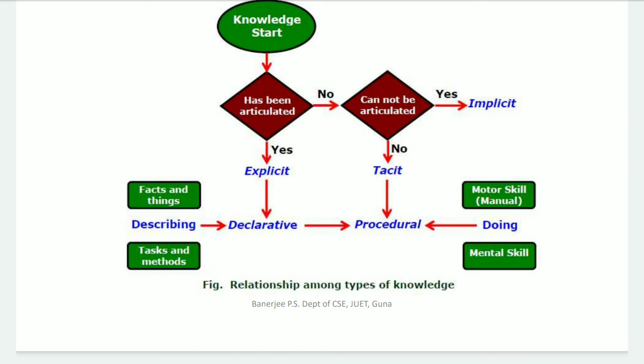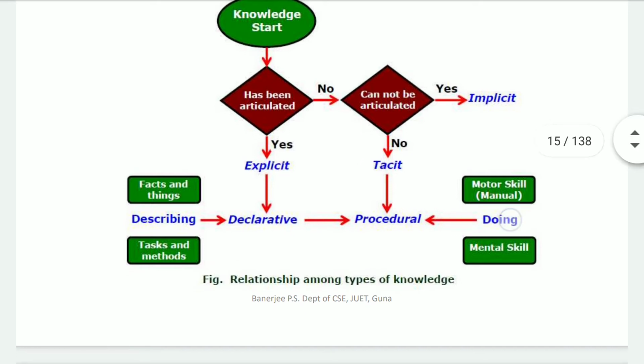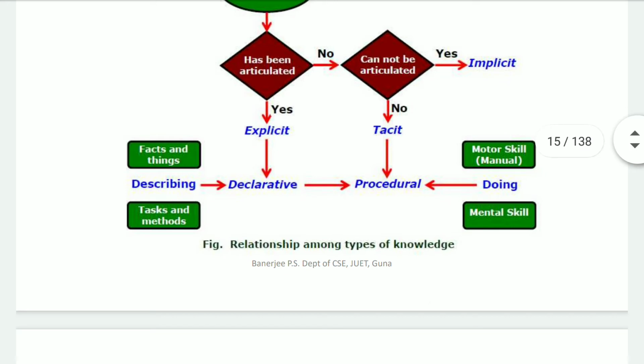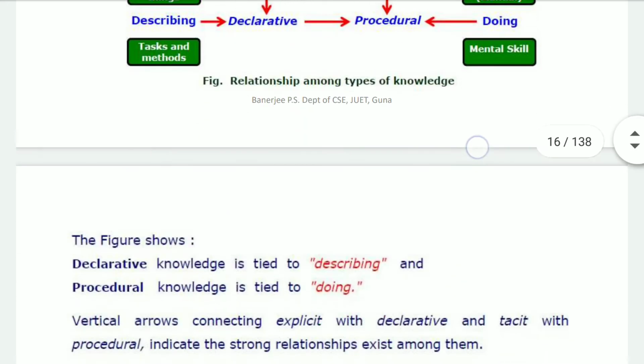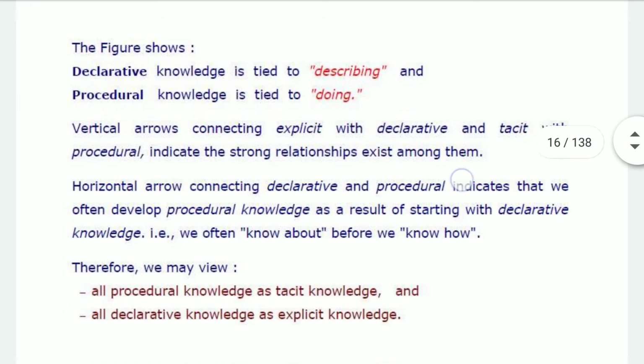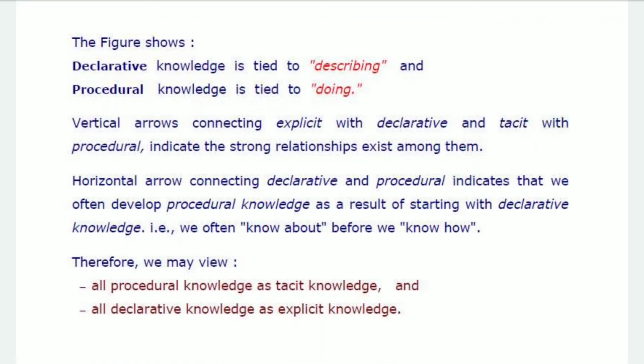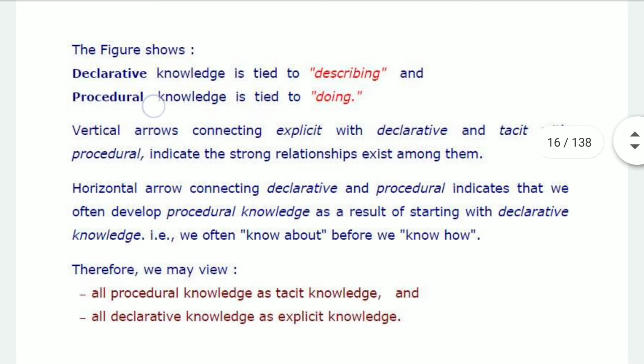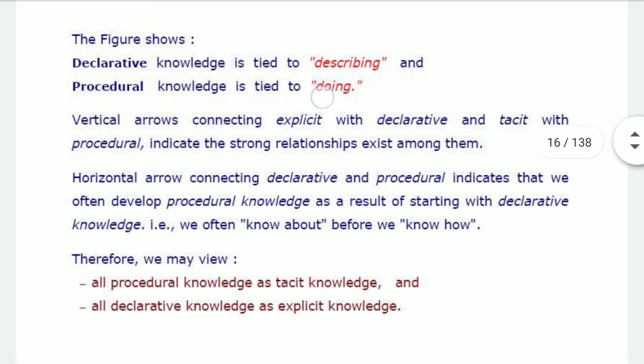And then if the knowledge is gained by doing something, call it procedural. If it is by describing something on the basis of the facts and figures, we call it declarative knowledge. So this figure is all about the relationship amongst the different types of knowledge. This is just the description part of it, which I have already told you. The figure shows declarative knowledge. It is nothing but describing. It also talks about the procedural knowledge. It is about doing something.